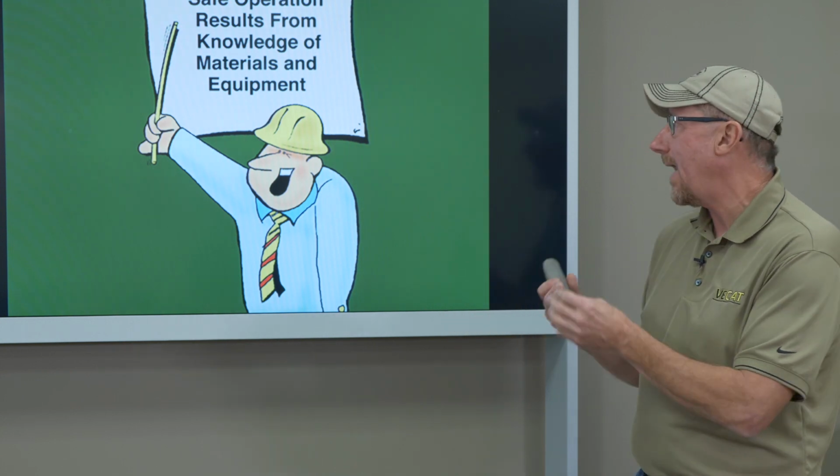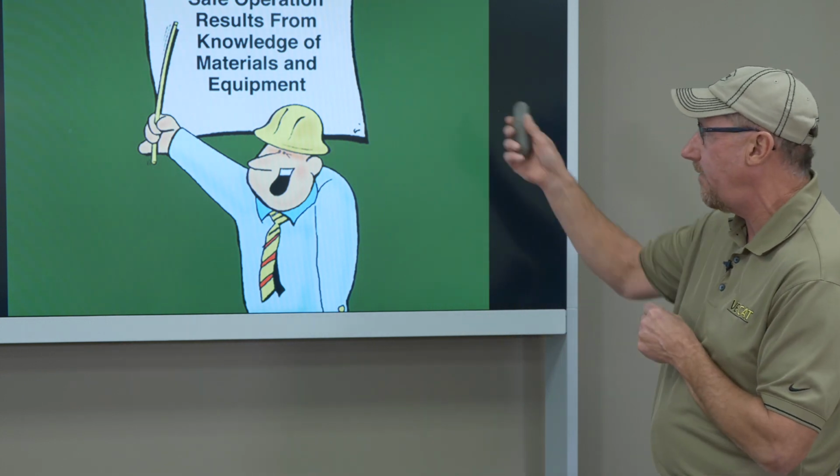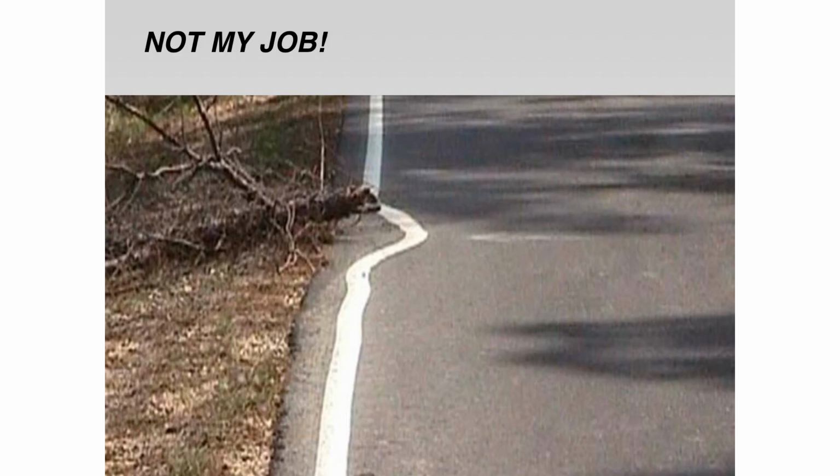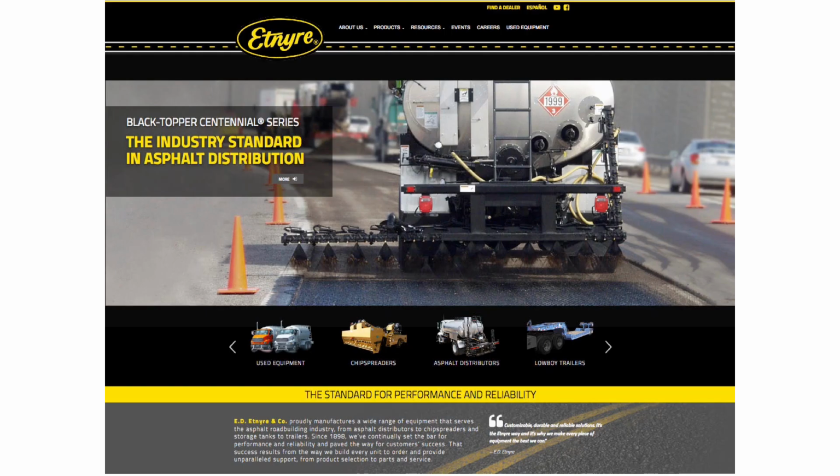So we need to know not only how to handle the products that we have, but also know how to use the equipment that we have. Because we don't want to run into the situation where it's not my job scenario and we run into some of this. In order to do a good paving job, we have to start. The distributor is the first piece of equipment in the paving train. If it doesn't do a good job, the whole paving job goes downhill from there.